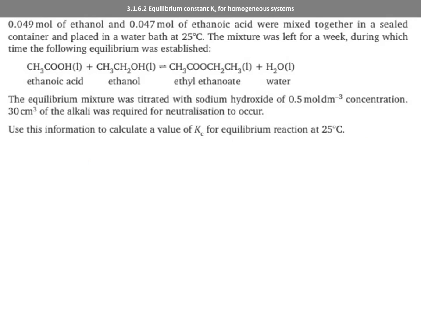So let's write our equilibrium expression. So we have our products, ethyl ethanoate, and we have water as the other product. Both of those are to the power of 1. And then ethanoic acid is one of our reactants.